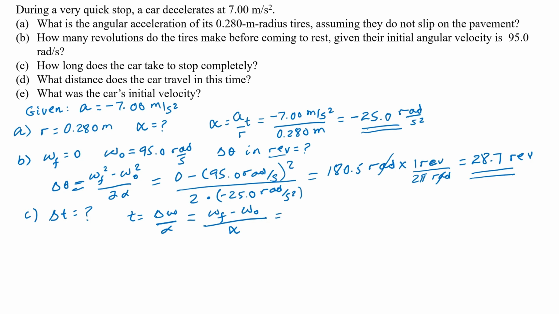Plug in the numbers. 0 minus 95.0 radian per second divided by alpha, which is calculated in A to be minus 25.0 radian per second squared. Radian per second goes away, so the unit is second. Negative divided by negative is positive, and the number is 3.8 seconds.